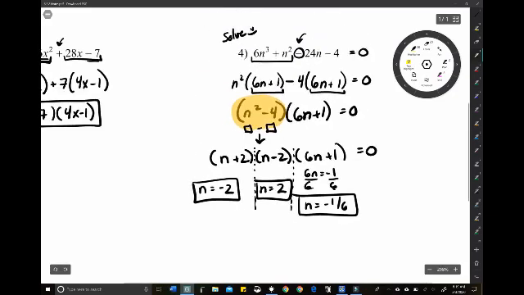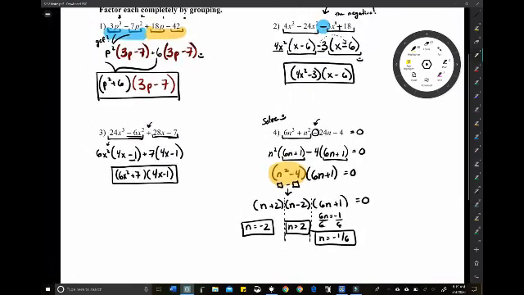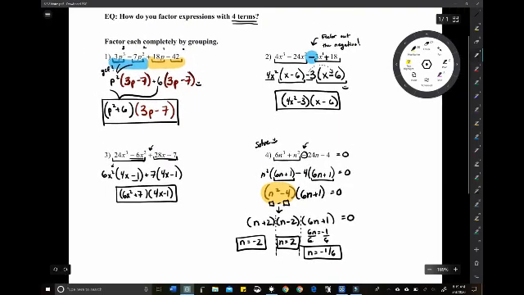So factoring by grouping. Again, hopefully it's not too challenging. I like to think it's one of the easier factoring skills. And good luck. Tackle that, and you'll do great.